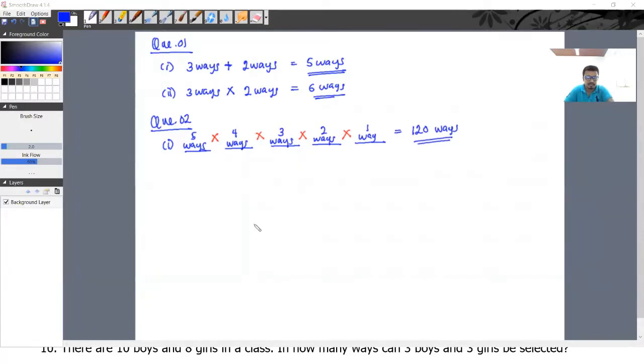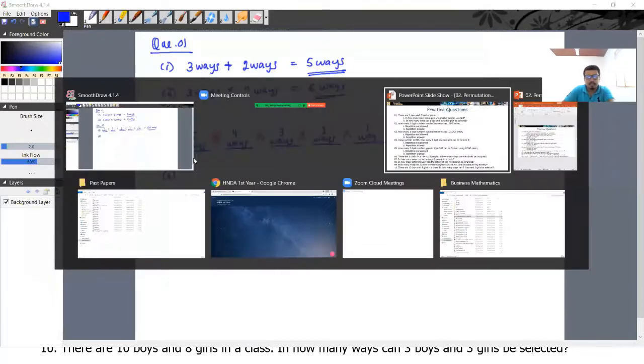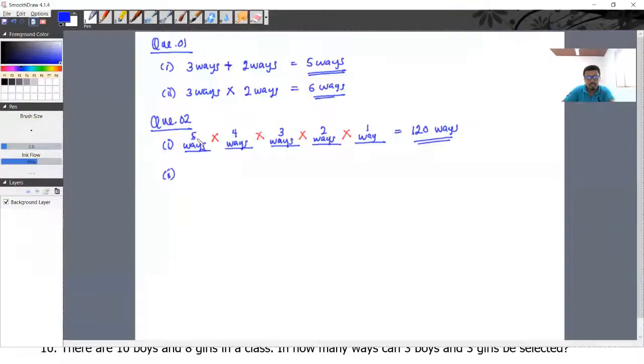Yes. If the repetition is not allowed, we have only 120 options. 120 ways are there. The same if the repetition is allowed. It means if we have used a digit previously, we can use it again.